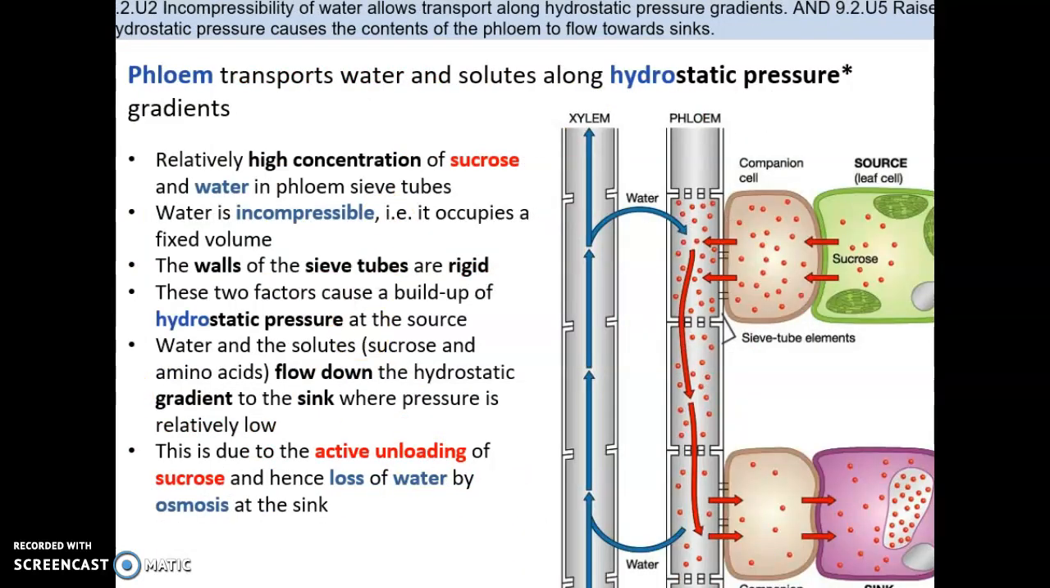So again, that's unpacking much the same thing. Here, we've got the same sort of idea. We've got the high hydrostatic pressure being generated. It's pushing that and actively unloading the carbohydrate at this end at the sink. So you've got active loading and active unloading subsequently at the other end.